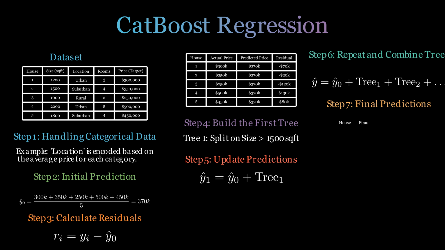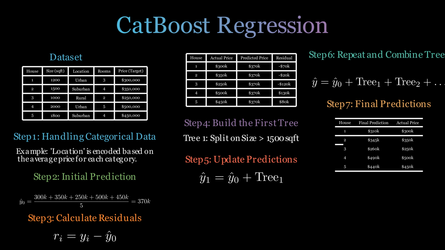Here are the final predictions. For example, house 1 is predicted to cost $310,000, which is close to the actual price of $300,000.